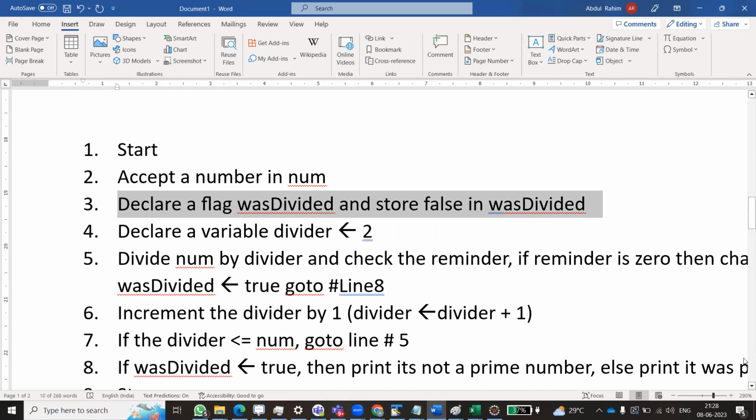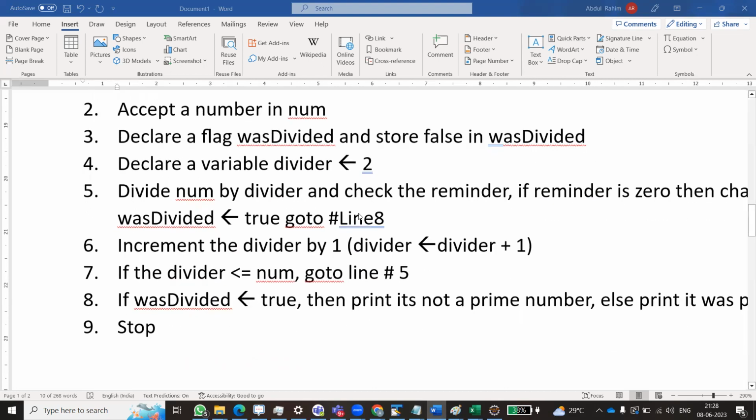So, what is the statement communicating? Are you typing? Sending the message via chat is also fine. Okay, I did not receive anything for this question. Come on, guys. Do you understand what it means? Declare a flag was divided. Or I will say something else instead of was divided, if that is confusing.